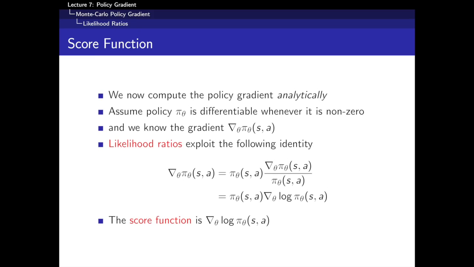We're also going to assume that we know the gradient of our policy, that we're in control of our policy. Again, it could be a Gaussian policy or a softmax policy. We'll see some examples, or a neural network, and we know the gradient of this thing because we've created it. And what we're going to use is a trick called likelihood ratios.